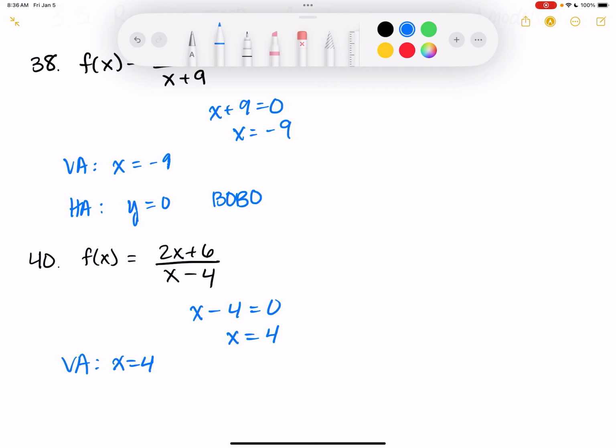Then I'm looking at the highest powered term, so I have 2x over x. So those are both just x's to the first power. So those are the same. So if they're both the same, we use the coefficient in front of them. So that would be 2 over 1 or just 2. So the horizontal asymptote is at y equals 2 for this one. Bosco.